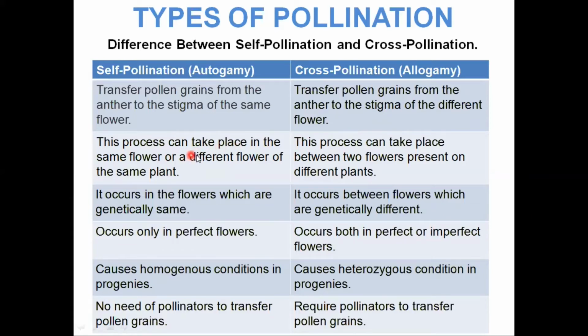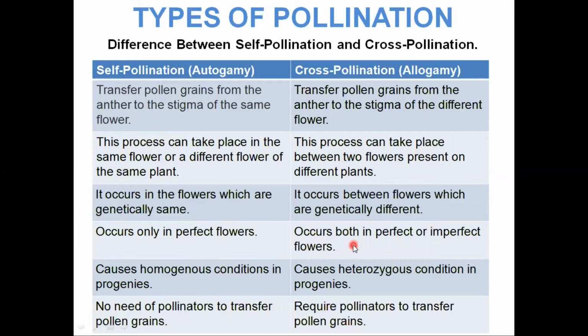Self-pollination can take place in the same flower or a different flower of the same plant. But for cross-pollination, it is important that the process takes place between two flowers present on different plants. Self-pollination occurs in flowers which are genetically the same, giving genetically identical offspring. Cross-pollination occurs between flowers which are genetically different. Self-pollination occurs only in perfect flowers, meaning they have sepal, petal, androecium, the male reproductive part, and the female reproductive part.